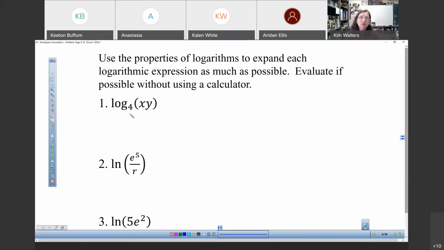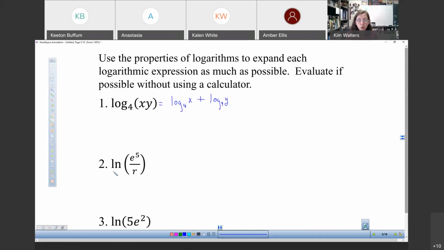So I have log base 4 of x times y. What operation am I going to use to connect my two logarithms for this problem? So I'm going to have a log base 4 of x and a log base 4 of y. And what operation am I going to put in here? Yep, somebody's already answered me. I'm going to add these two, okay? So when I have the product, I'm going to add, right? It doesn't matter what my base is.